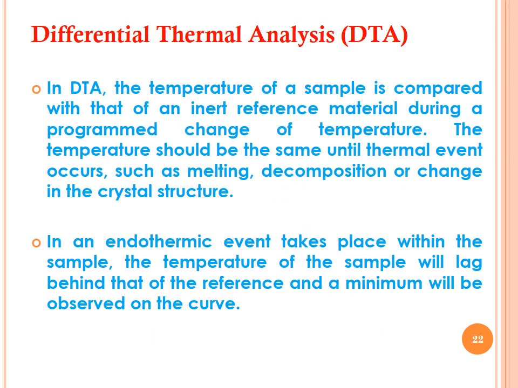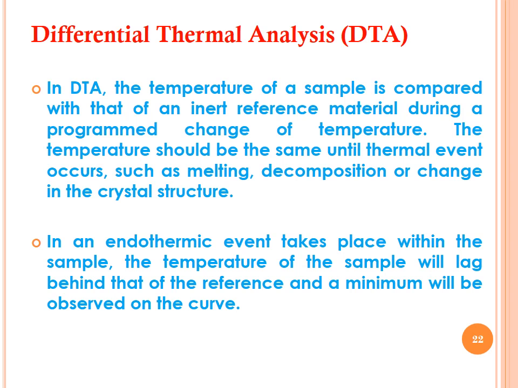In DTA, the temperature of a sample is compared with that of an inert reference material during a programmed change of temperature. The temperature should be the same until a thermal event occurs, such as melting, decomposition, or a change in the crystal structure. If an endothermic event takes place within the sample, the temperature of the sample will lag behind that of the reference, and a minimum will be observed on the curve.